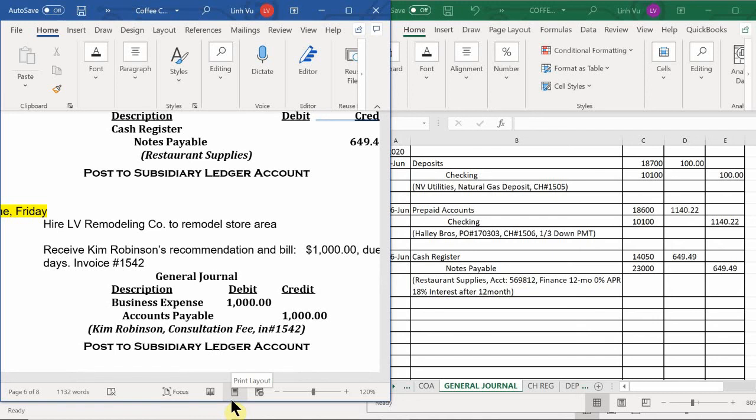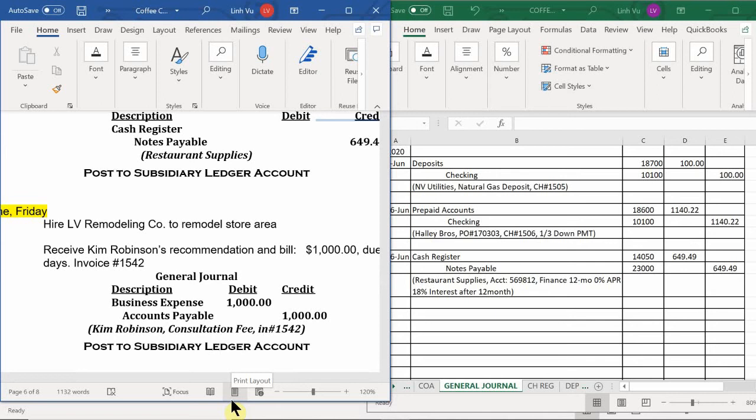We're on the first one. We just hired LV Remodeling, so we don't have anything there, because all we did was simply hire them. No bill was done. We don't even know if the job is being completed right now. We don't know what's going on. All we know is we hired them to design the store.